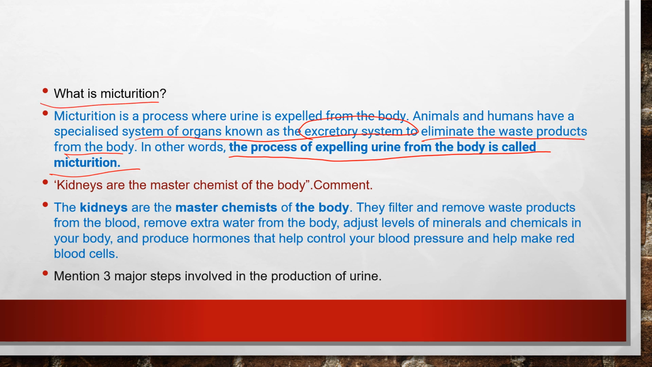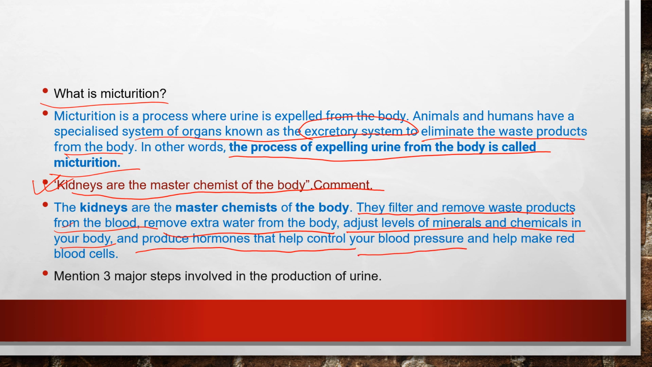Now the next question comes, why are kidneys the master chemist of the body? Why are they called so? Because they filter and remove the waste products from the blood. They remove the extra water from the body. They adjust the levels of minerals and chemicals in your body and produce hormones that help control your blood pressure and make red blood cells. Is it clear? So this is a very important question.